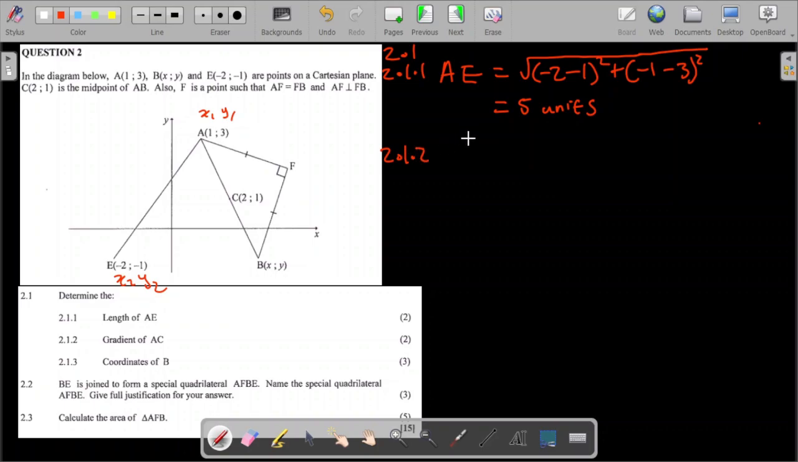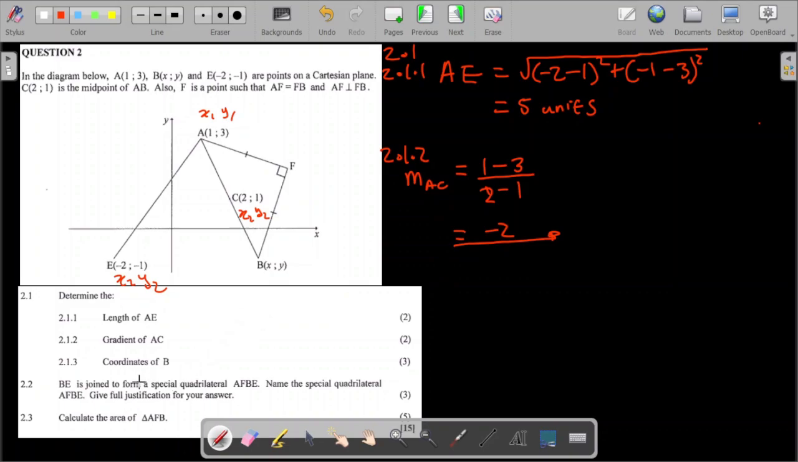Now 2.1.2, they're asking us to calculate the gradient of AC. So now if I make this my x2 and y2, the gradient of AC is going to be y2, which is 1, minus y1, in this case 3, all over x2, which is 2, minus x1, which is 1. The answer that you're going to get here is -2. So this is my gradient of AC.